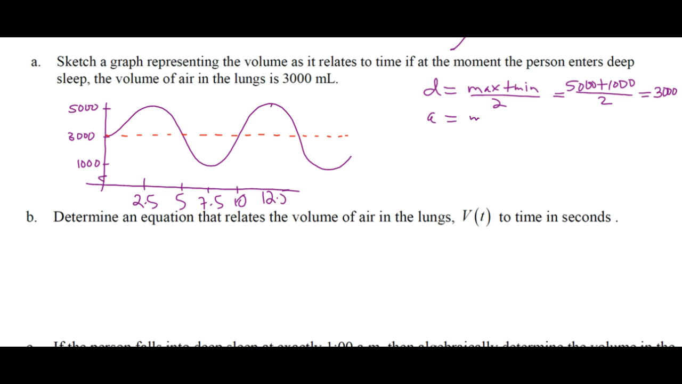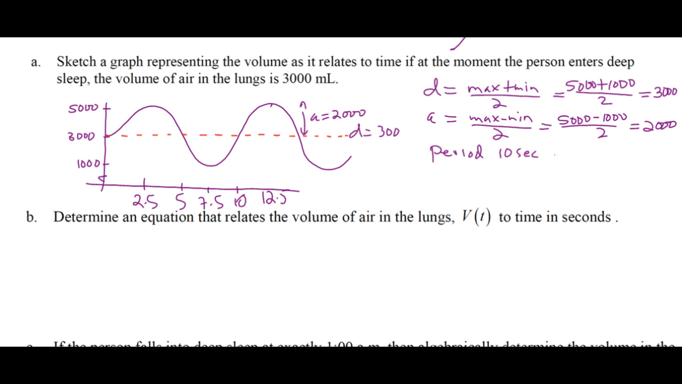A is max minus min over 2. So if you ever have to algebraically determine, then this is what you'll be showing. So that's 2,000. I mean, we can get that off of here, right? D is 3,000 and A is 2,000. But it says determine, so that's showing work. Here's a nice little formula for that. What do we say the period was? 10 seconds. So what does that mean B is? B is 2 pi over 10, or pi over 5.